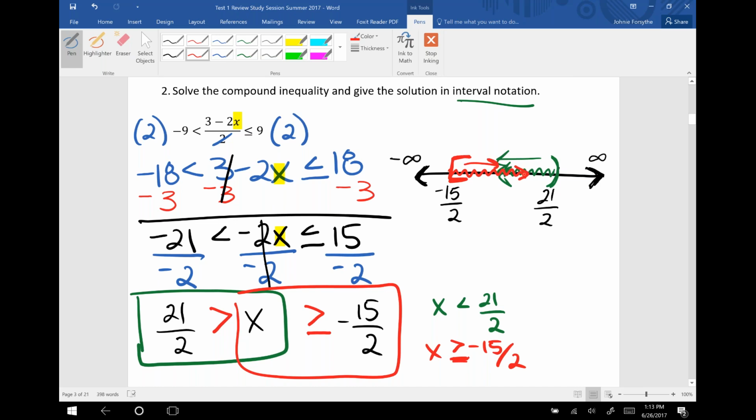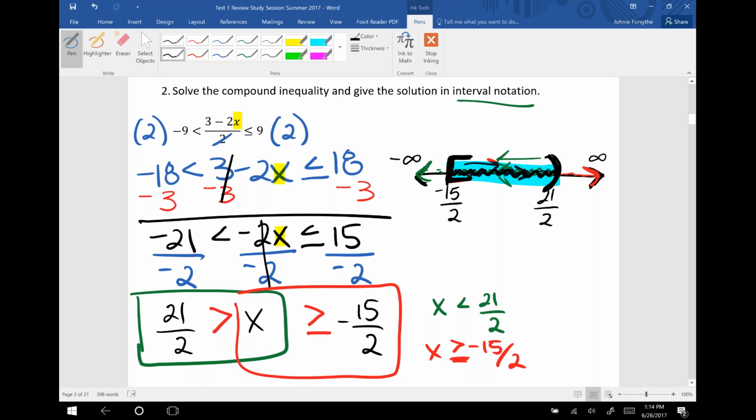Now, technically, it keeps going, right? So the red would keep going this way, and the green would keep going this way. But this is an "and" inequality, okay? So we only want where they intersect. So where are they intersecting? Just right here, okay? So your solution as a graph would be what I'm doing here in the black, from -15 over 2 with a bracket all the way to 21 over 2 with parentheses.